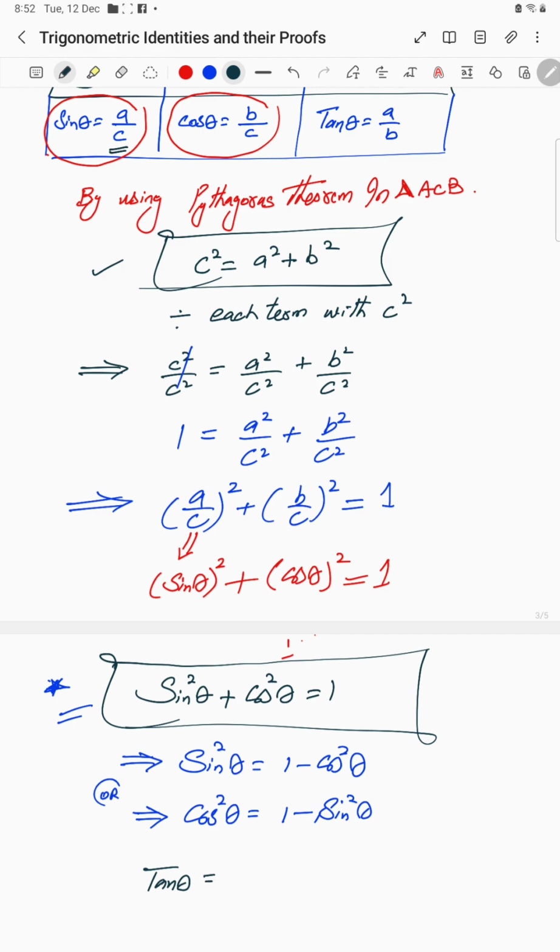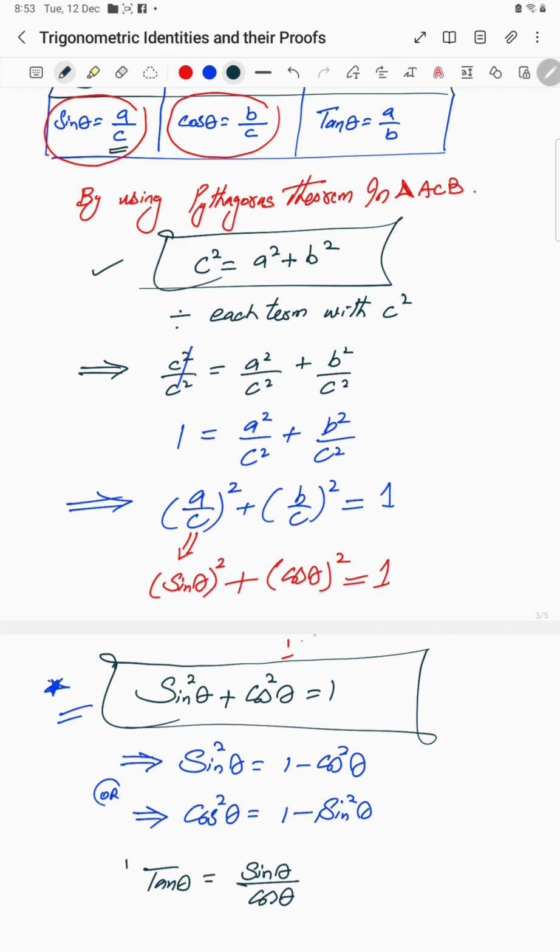How can we find tan theta? If you divide sine theta and cos theta, you will see that it gives a new trigonometric ratio, which is called tangent theta. We call it tangent theta. Theta is the angle, it can be x, it can be y. Generally this symbol theta is used in most of the books.